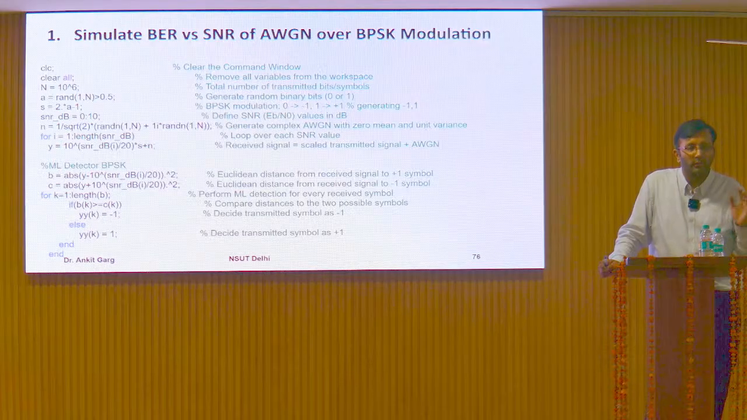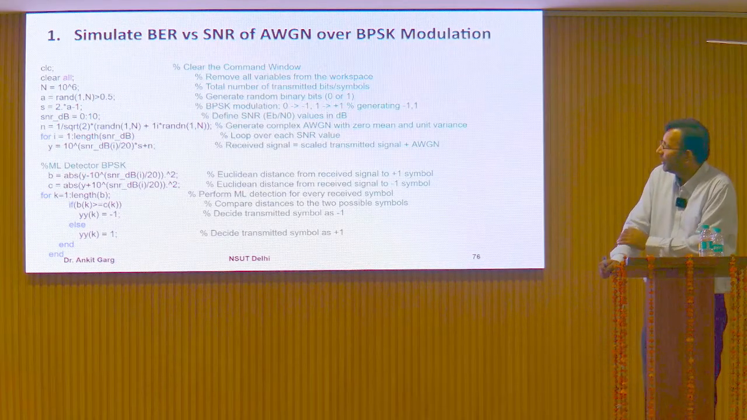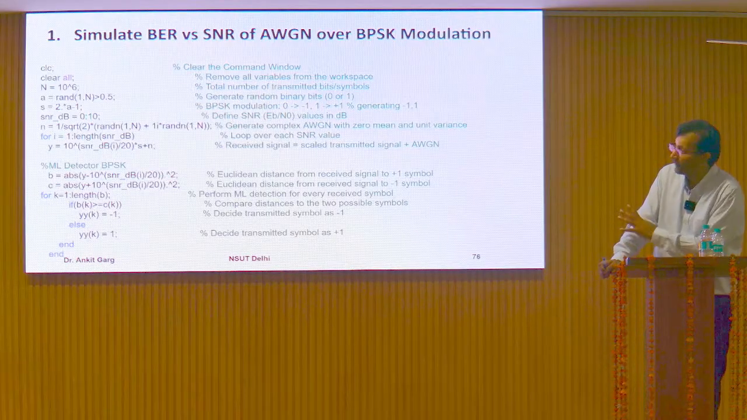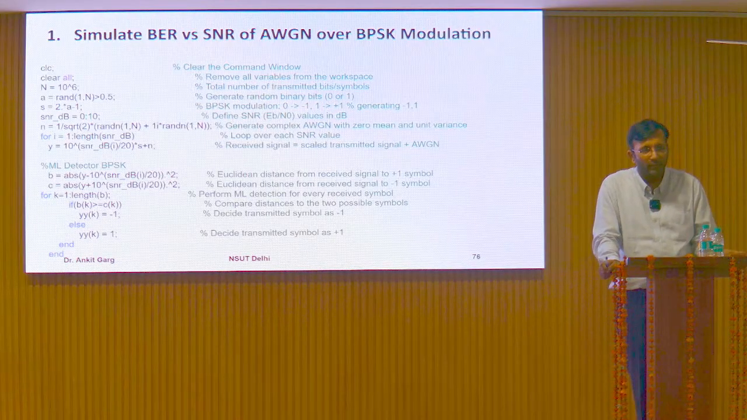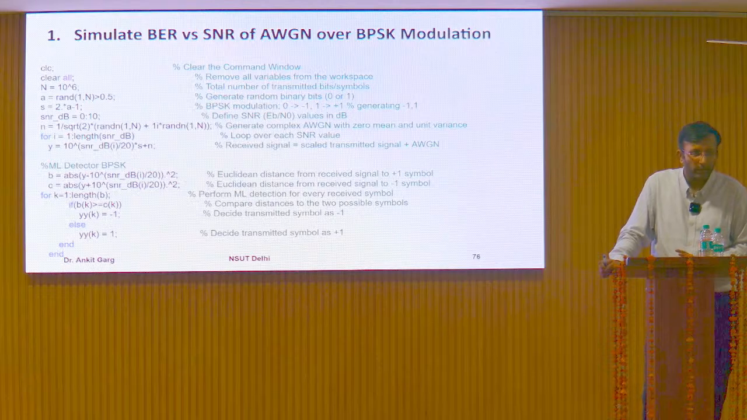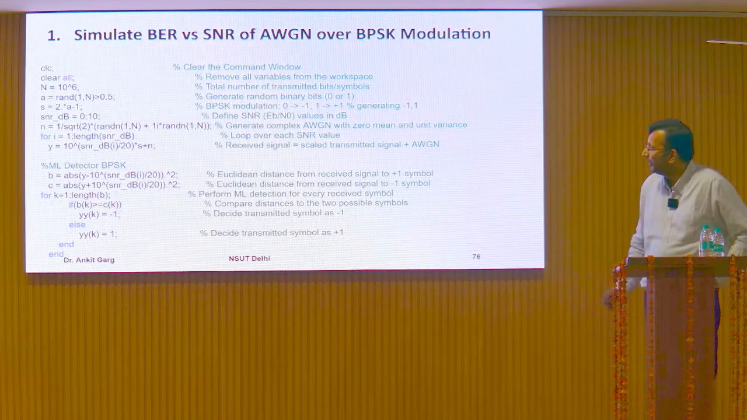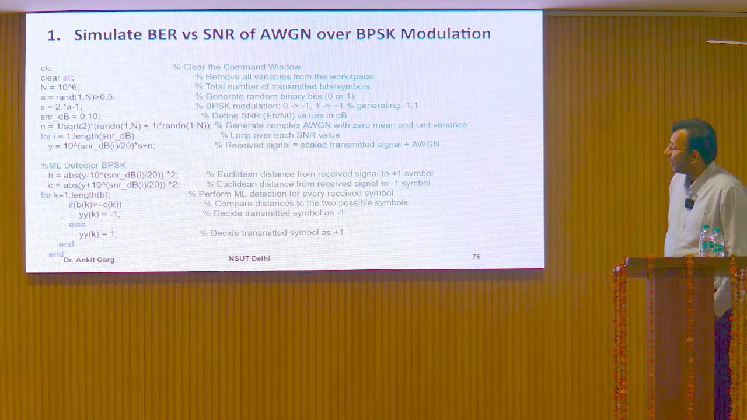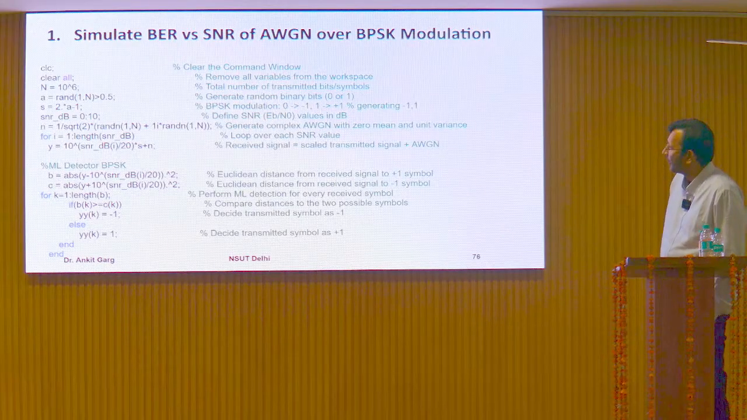But we need to convert this 0 and 1 into -1 and 1. That's why we further write s equals 2a minus 1. When a is 0, we get s equals -1, and when a is 1, we get s equals 1. So we achieved +1 and -1 accordingly, right? So we have our 0 and 1 mapped to -1 and 1.